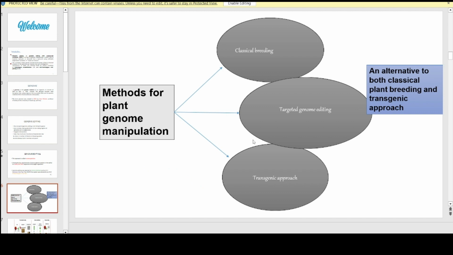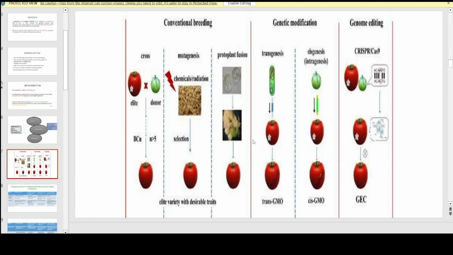There are three methods used for plant genome manipulation: classical breeding, targeted genome editing, and the transgenic approach. These are the three modifications that are done: conventional breeding, gene modification, and gene editing.